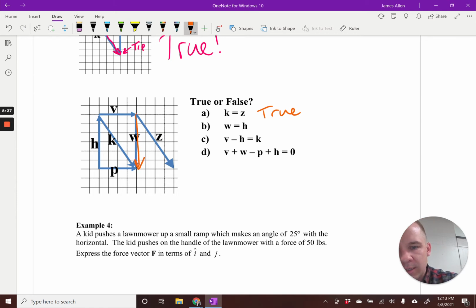Nice. Next, W equals H. W here is going in this direction. H is going the other direction. Although their magnitudes are the same, the direction is not. So false. Wrong direction.